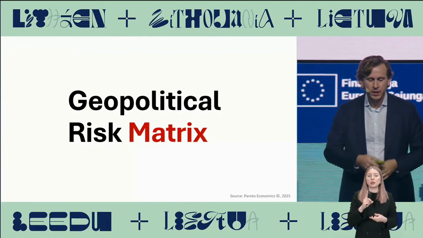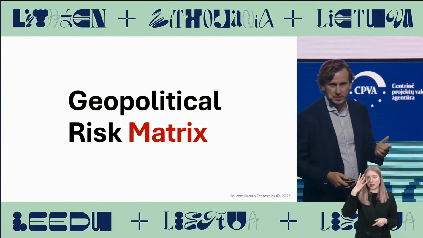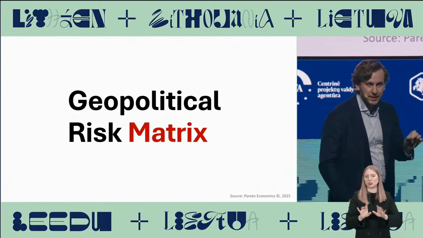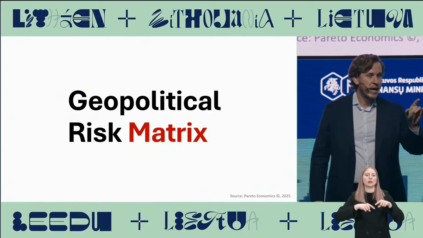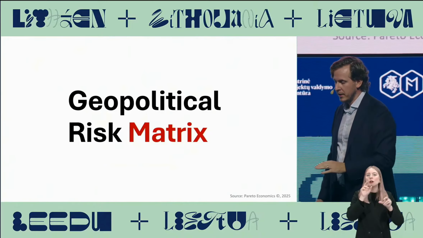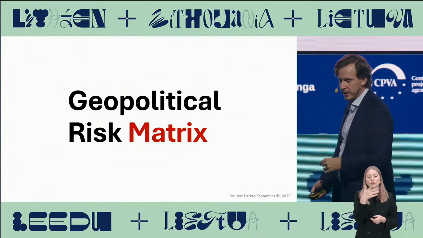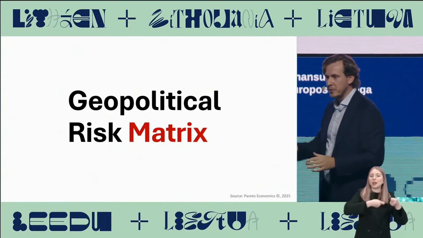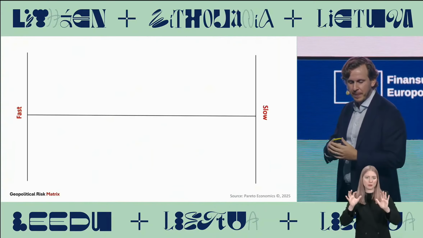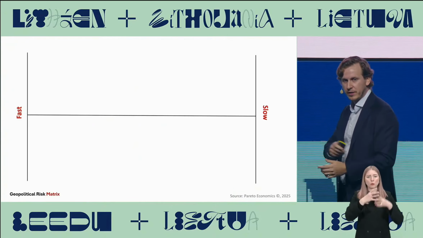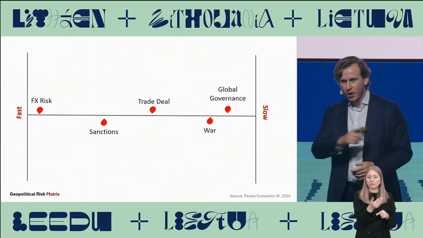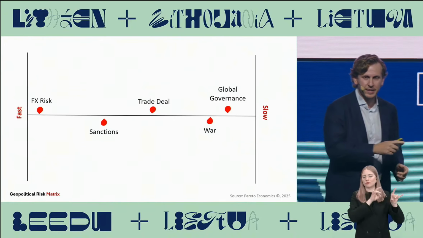Okay, talking about the geopolitical risk matrix. This is something we've developed for you to understand practically how to apply geopolitics to each and every one of your businesses, or policymaking, in fact. Would it be surprising to you to say that geopolitics has different speeds to it? Different speeds. So you have things on this continuum which happen at different times.